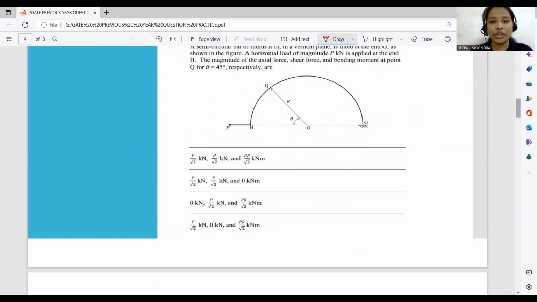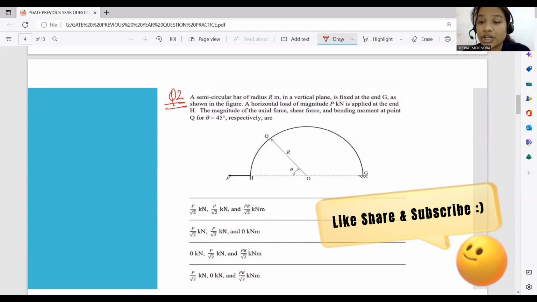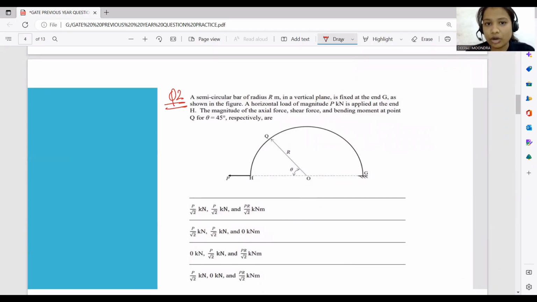Moving on to the next question, question number 2. What the question says here is: a semicircular bar of radius r, in a vertical plane, is fixed at point G as shown in the figure. A horizontal load of magnitude P is applied at H. The magnitude of the axial force, shear force, and bending moment is asked at Q, which makes a 45-degree angle with the center. So we need to find the axial force, shear force, and bending moment. How will we find them?